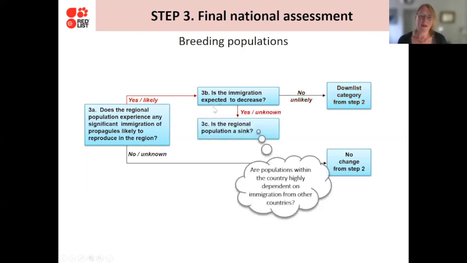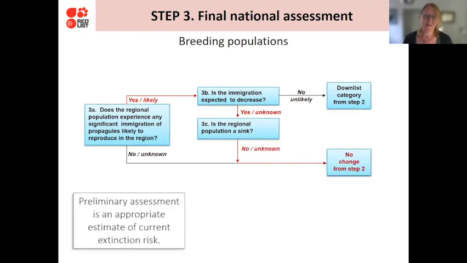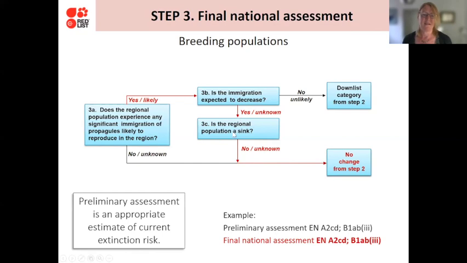Okay, going back to our question 3B, if your conclusion is yes, there is immigration, that immigration is expected to decrease, then ask how much is your national population relying on immigration from across the border? Is it a sink? The answer to that is no. So this immigration is expected to decrease, but our regional population is not heavily relying on that constant flow of individuals. Then you follow this line down through no, and you go to no change from step 2. So your preliminary assessment in this case will not change because you've already considered all these factors in your preliminary assessment. You might not have been thinking about them, but they have already been included, and you would have seen the decline happening in your population already.